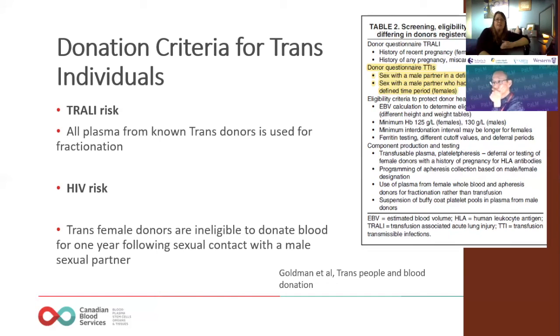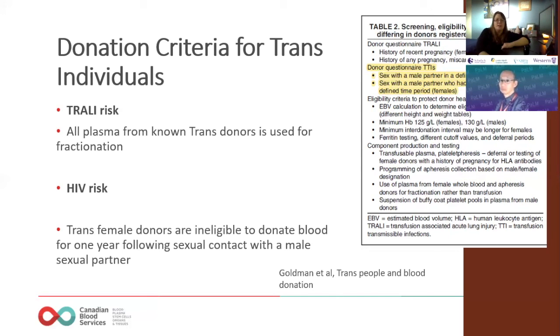And so our trans criteria is really aimed to address two main considerations. The first is TRALI risk. TRALI is thought to be associated with potential antibodies that are acquired during pregnancy. And so to address this, all plasma collected from self-identified trans donors is used for fractionation only, thus reducing the TRALI risk from a trans donor who may have had a past history of pregnancy. This also contributes to the supply of invaluable plasma that we use as a raw material that's transformed into plasma protein products, which, as you likely know, are in high demand worldwide.